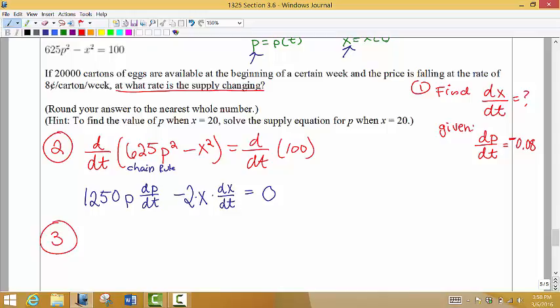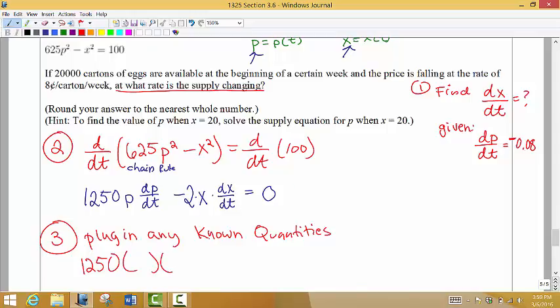Okay, so the next thing I want to do is fill in any of the known quantities. So we're going to plug in any known quantities. Let's see what we know. We have 1250 times P. Do we know P? Not exactly yet, so I'm going to hold off on that. Do we know dP/dt? We do. I'll leave a space for P there.